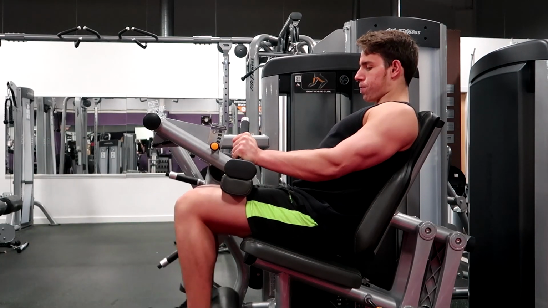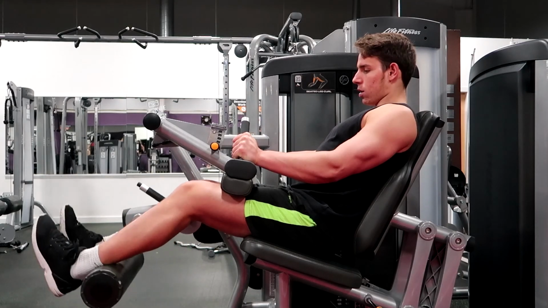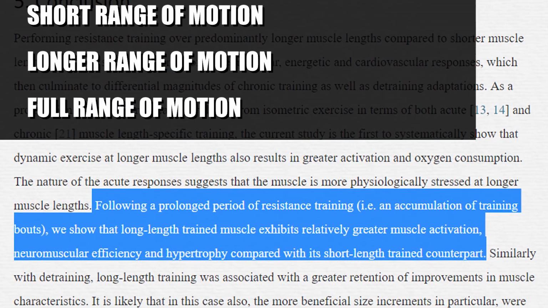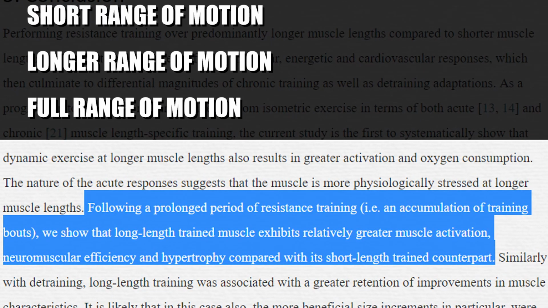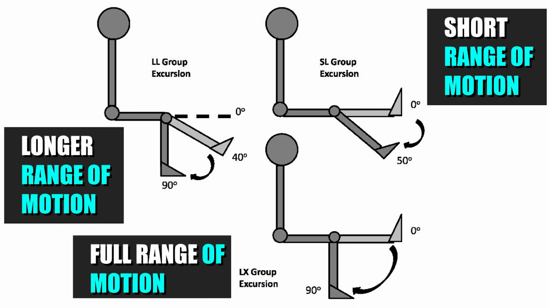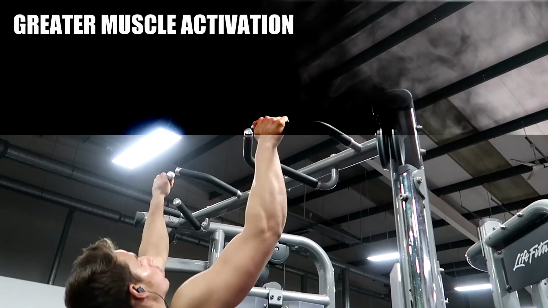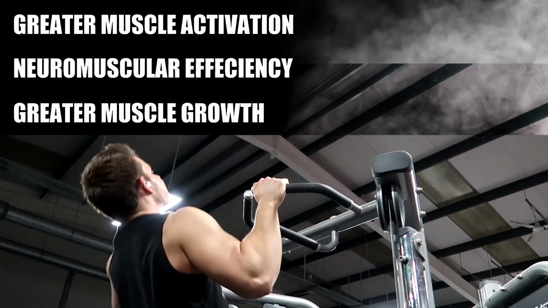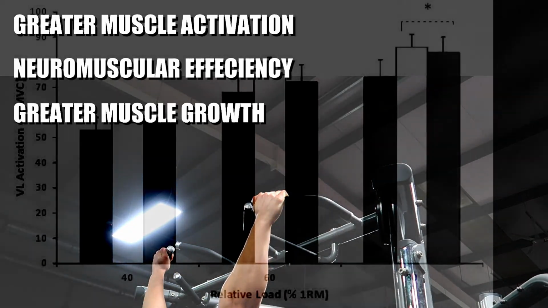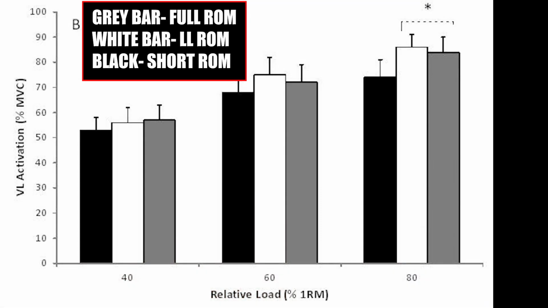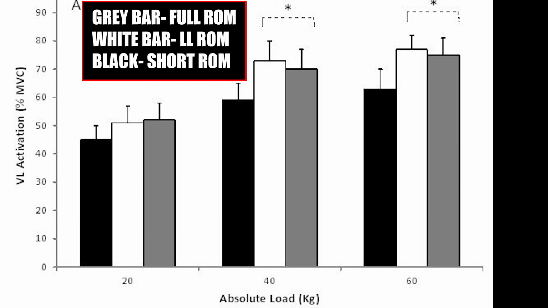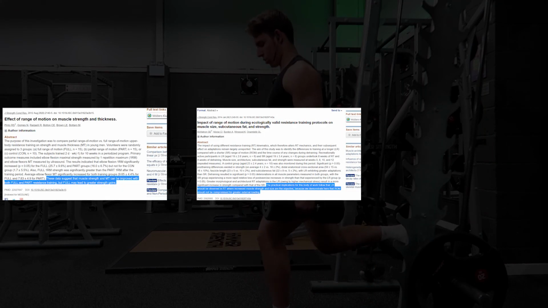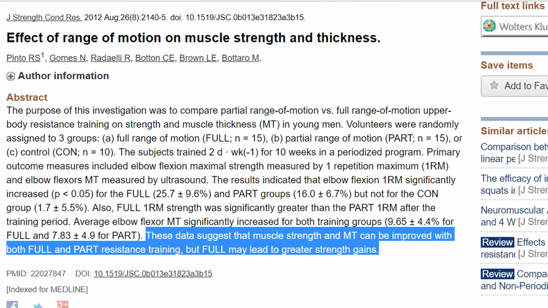Looking at another scientific study investigating how deep you should be squatting to maximize a holistic training approach, what they found is that training a muscle at longer lengths, so full range of motion, led to greater muscle activation, better neuromuscular efficiency, and greater hypertrophy, aka muscle growth. This is not the only study that found that full range of motion led to better muscle growth than partial range of motion. Many studies have found this conclusion as well.